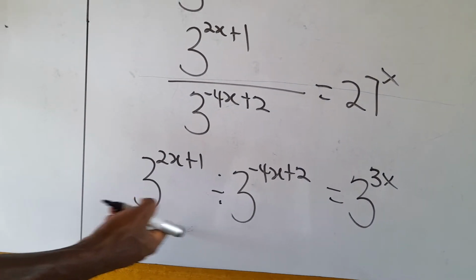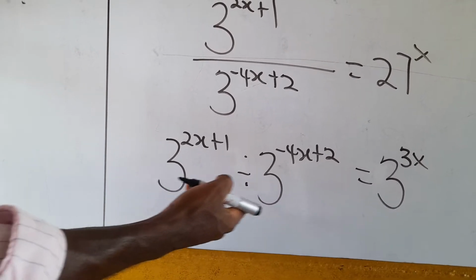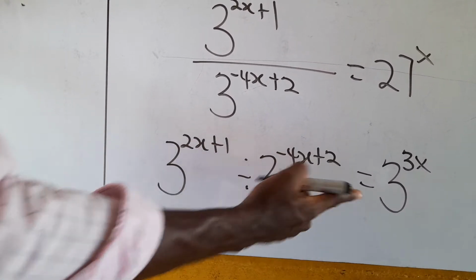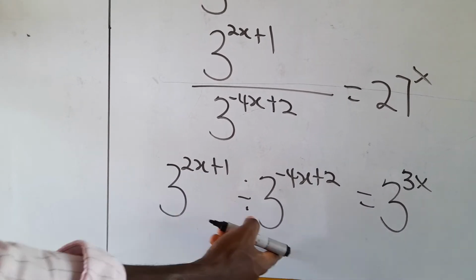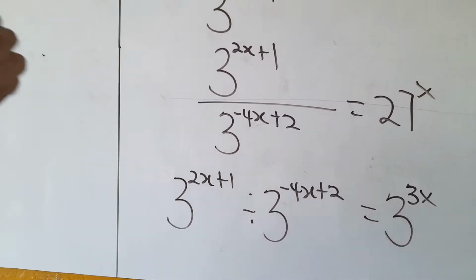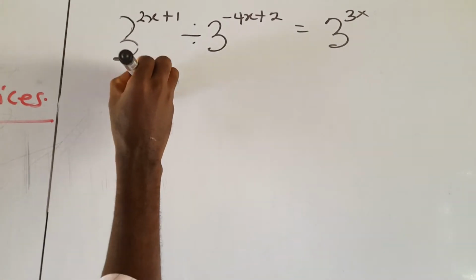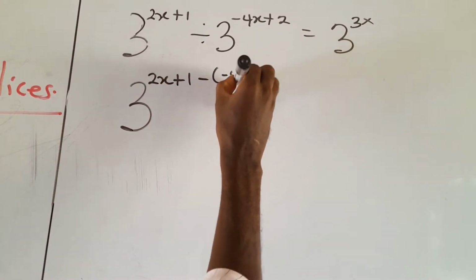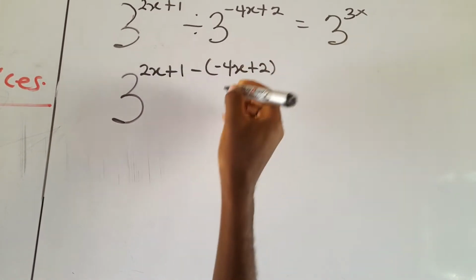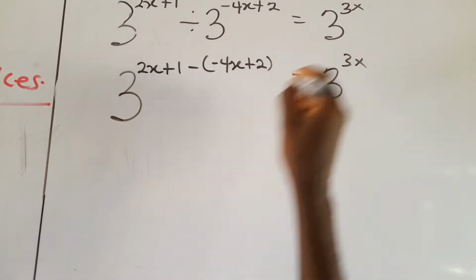Now remember the law of indices. When two indices are divided with the same base, we subtract the exponents by repeating one of the base. So we'll use that concept here. Now applying the law, we'll have 3 exponent 2x plus 1 minus negative 4x plus 2, and to equal to 3 exponent 3x.